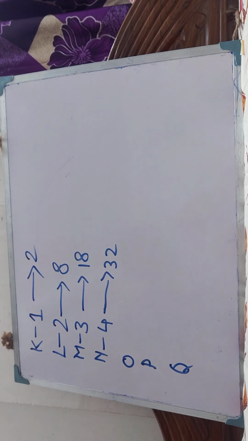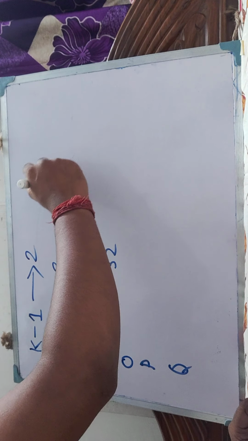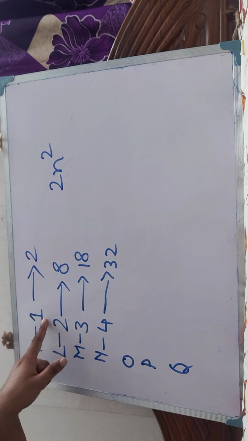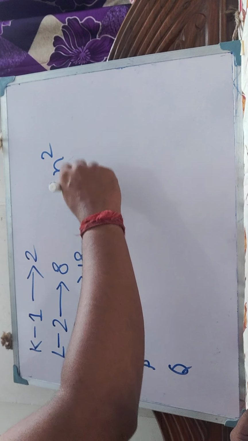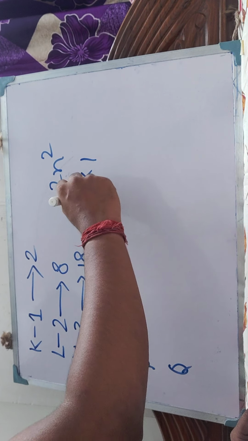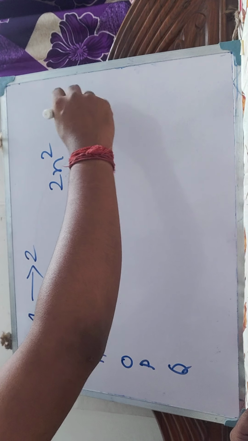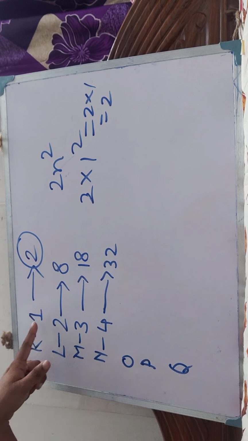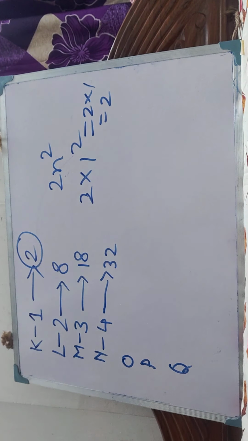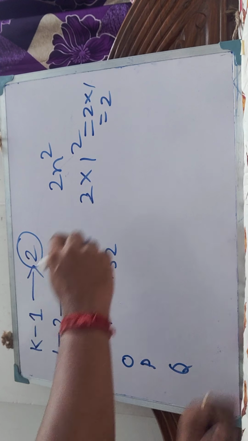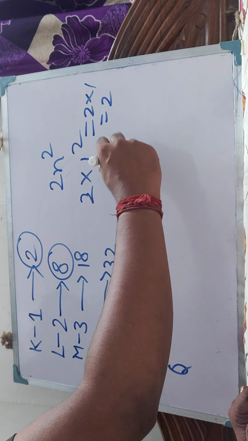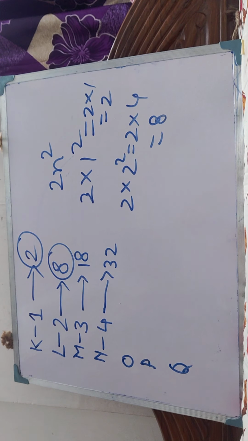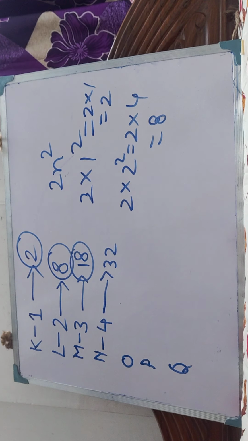So how is this happening? This is in accordance with the 2n square rule. In case of the K orbit, the orbit number is 1. We are going to place 1 in place of n. So 2 into 1 square, that is 2 into 1, which is equal to 2. So the maximum number of electrons in the first orbit is 2. In the second orbit, it will be 2 into 2 square, that is 2 into 4, which is equal to 8.